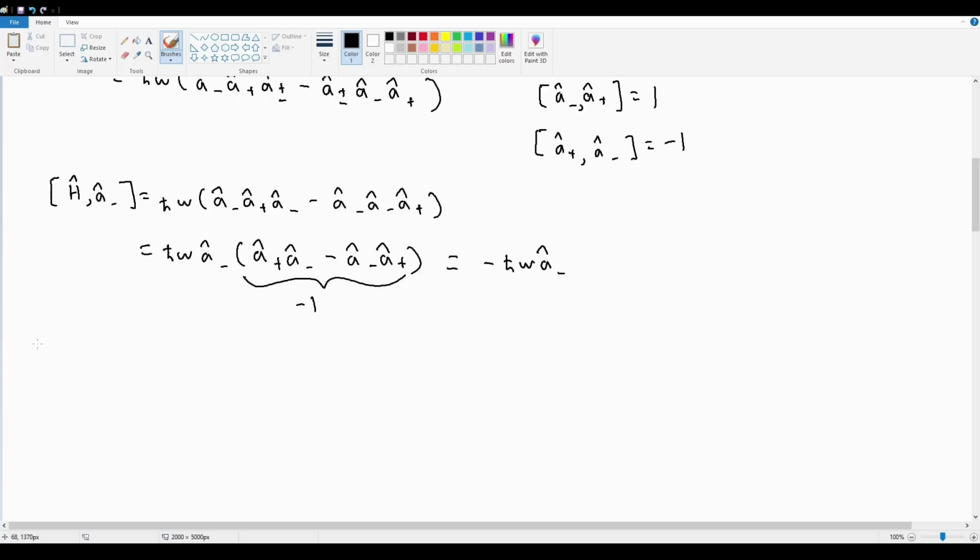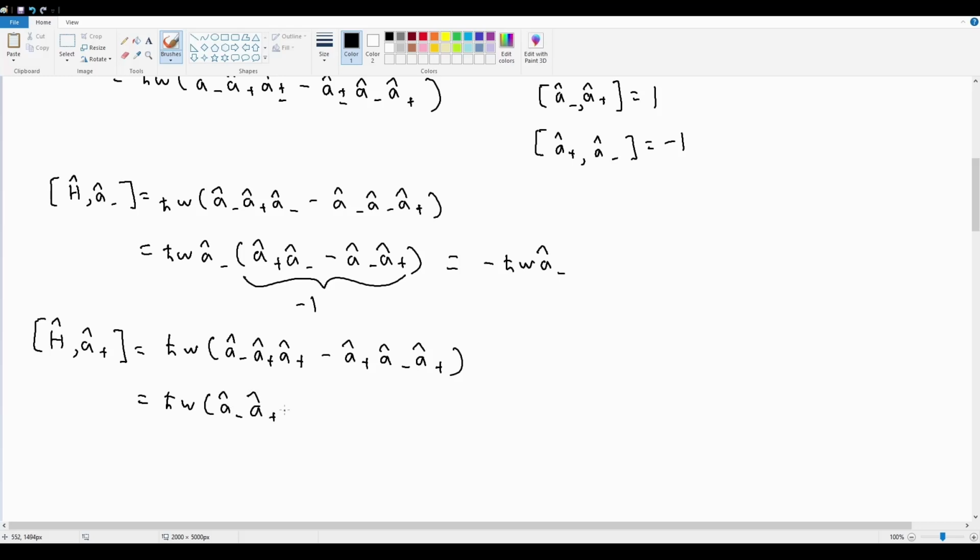Similarly, if I do the commutator of ĥ with â₊, this is going to give me ħω(â₋â₊â₊ − â₊â₋â₊), in which case these two terms are the same, so I can distribute that out to the right. This is going to give me ħω(â₋â₊ − â₊â₋)â₊, in which case this term right here is the commutator of â₋ and â₊, which is 1. So this is therefore equal to ħω â₊.